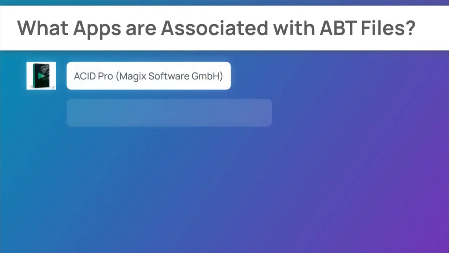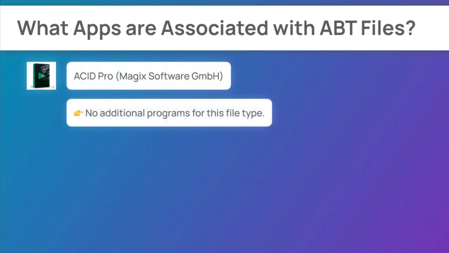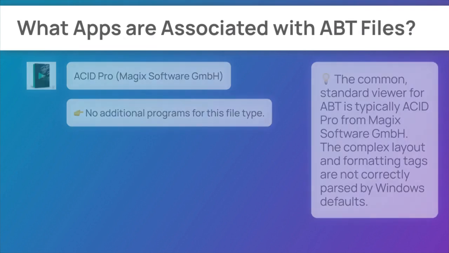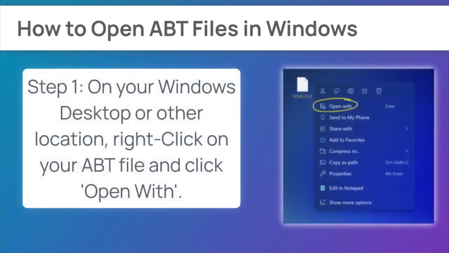The best utility for reliable viewing of ABT is known to be ACID Pro by Magic Software GmbH. The complex layout and formatting tags are not correctly parsed by Windows defaults. Windows enables simple listening, but any serious editing depends on compatible audio tools. We'll conduct a full scan of potential openers now.